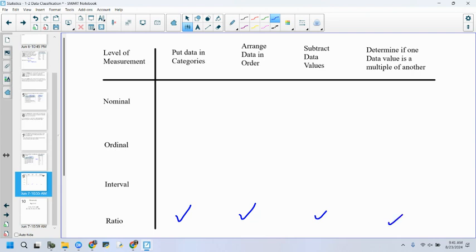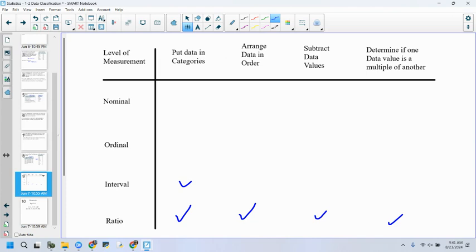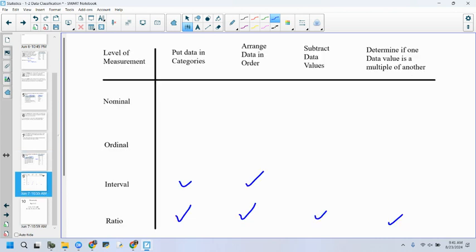But when I drop down and I go to my interval level, I could still put these things in categories, right? I could still say, okay, how many championships have they won in the 20s, the 30s, the 40s, the 50s, the 60s, and say that. So I could put them into categories. I could arrange it in order. These are arranged in order, aren't they? In terms of time. I can subtract those data values. I could take 2009 minus 2000 and say it's been 9 years since. But can I express it in multiples of one another? Nah, that's not really meaningful.